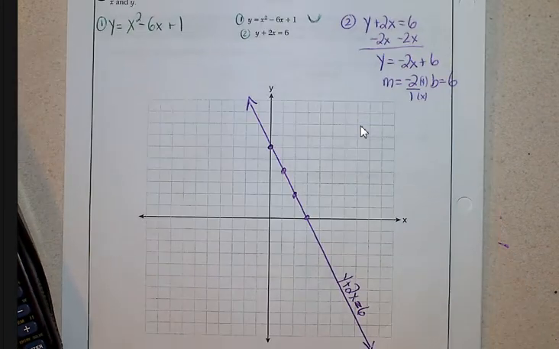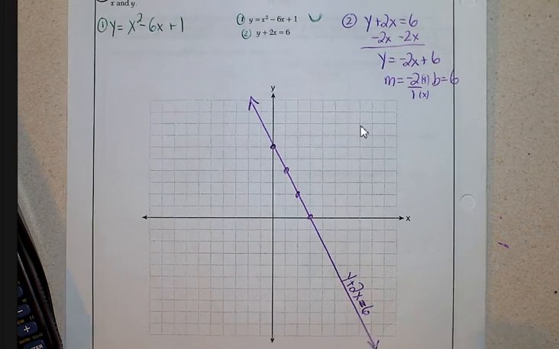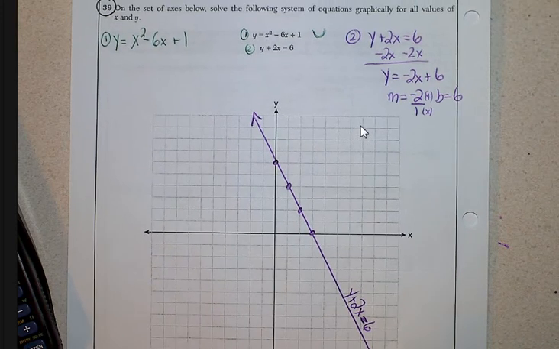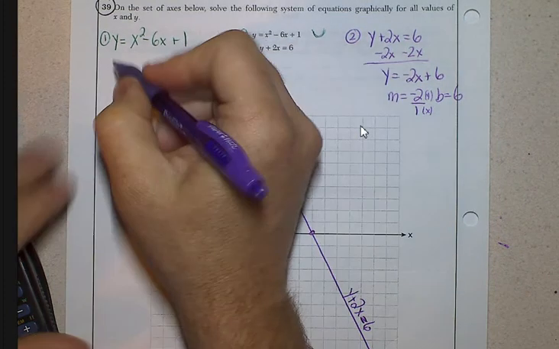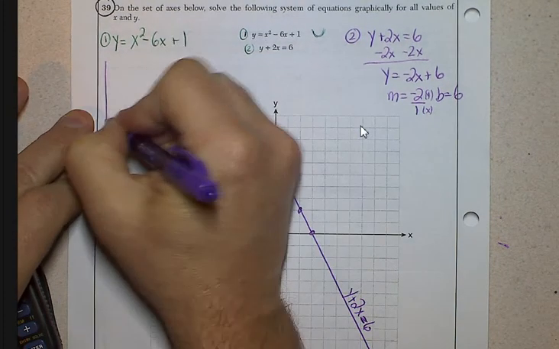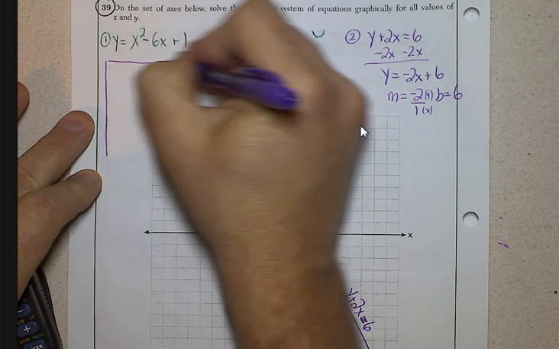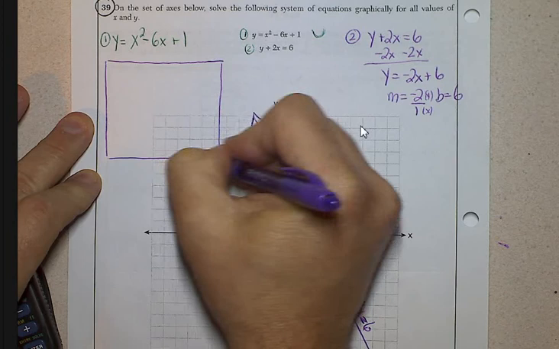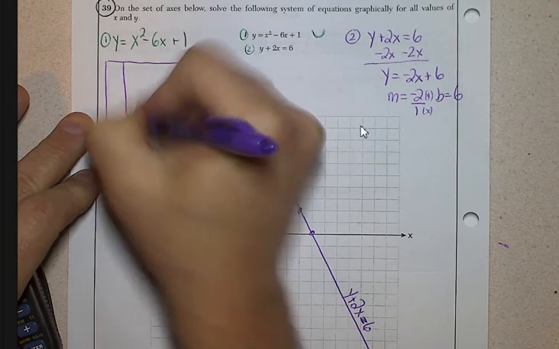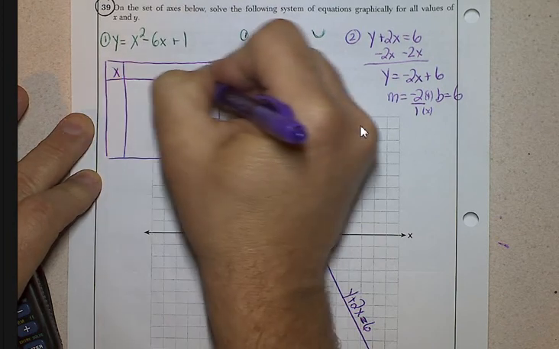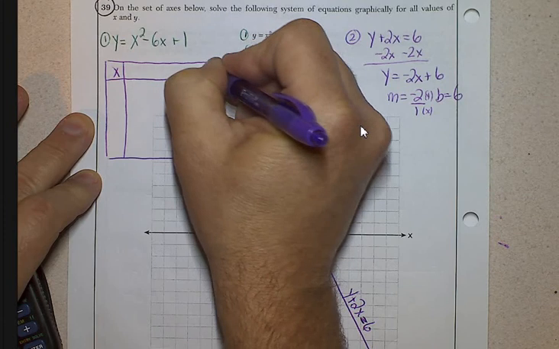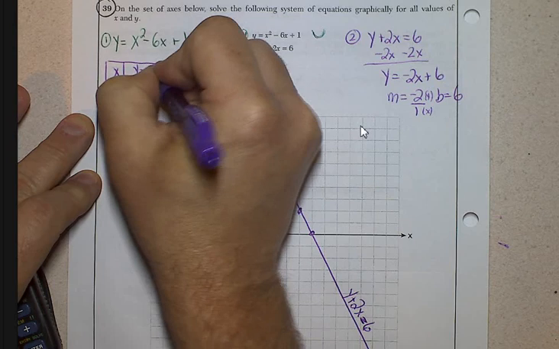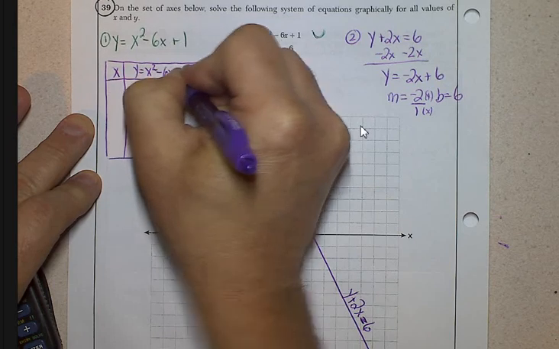All right, next one is your parabola. Now, for your parabola, you're going to have to set up a table of values. All right, so how does your table of values work, and how is the calculator going to help us get that? Well, we're going to set up a table. There are going to be x's that we're going to plug in, and we're going to come out with y's. And we have y equals x squared minus 6x plus 1.